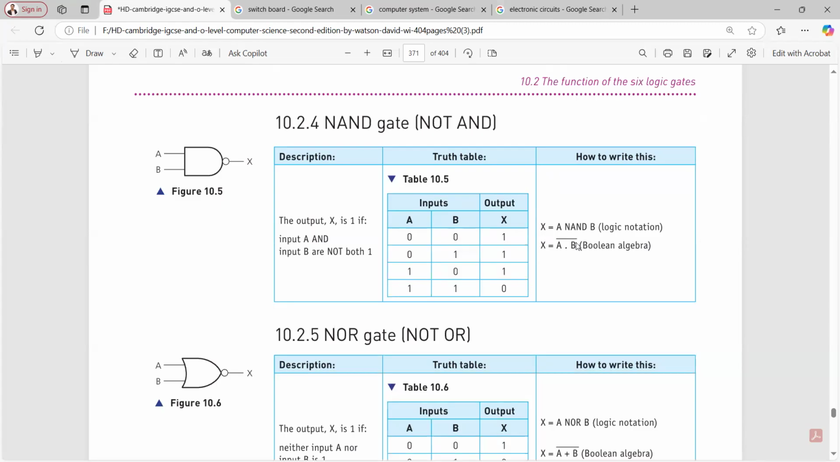Sir, it looks like when the value is high, it's 0, and when the value is low, it's 1. The answer is right in the name, NAND gate. The answer is even written on the screen as well.